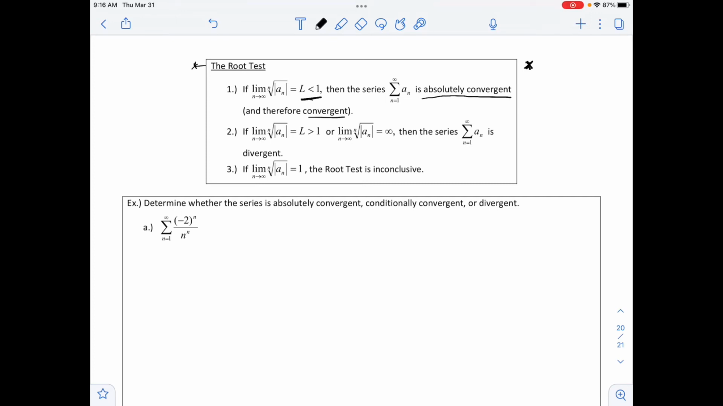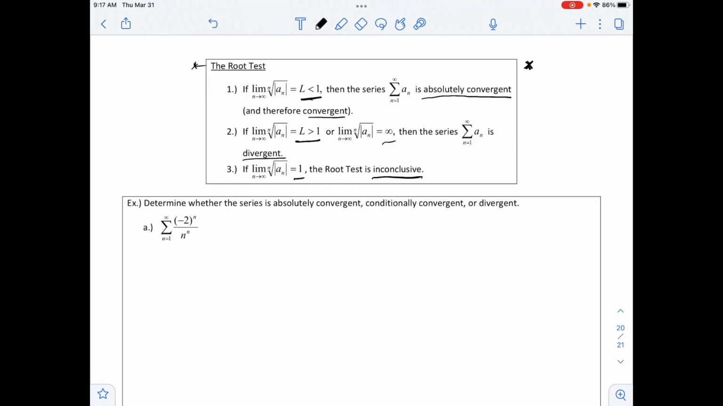So 2 says that if the limit as n approaches infinity of the nth root of the absolute value of a sub n equals L, and L is greater than 1, or the limit as n approaches infinity of the nth root of the absolute value of a sub n equals infinity, then the series of a sub n is going to be divergent. And then the third case is that if that limit equals 1, the root test is inconclusive and we can't use it. So we need to think of another test to use.